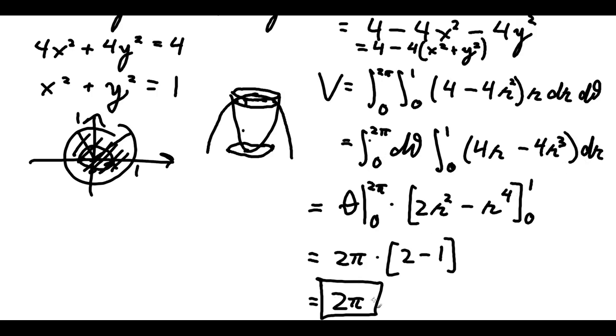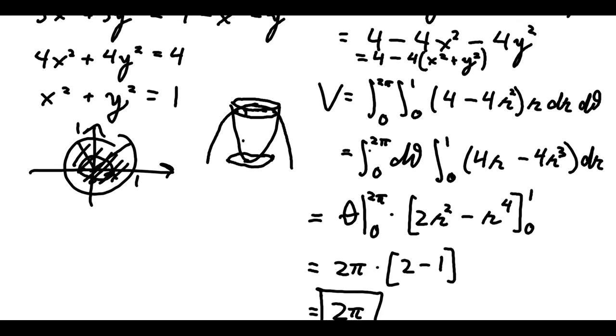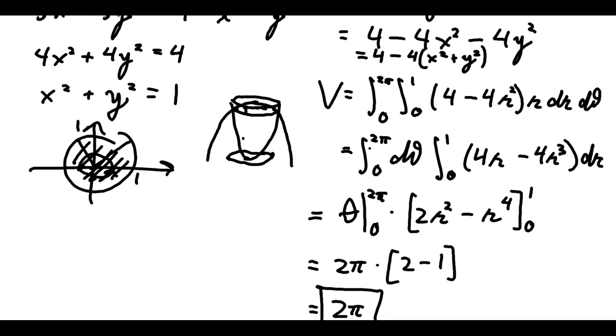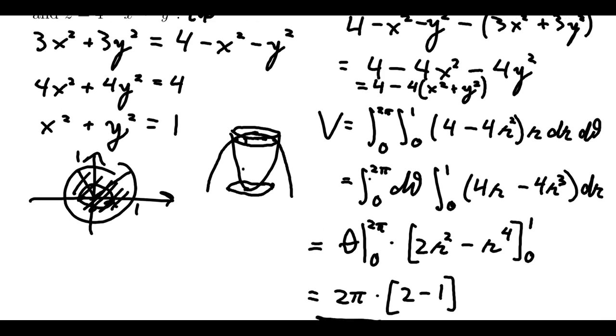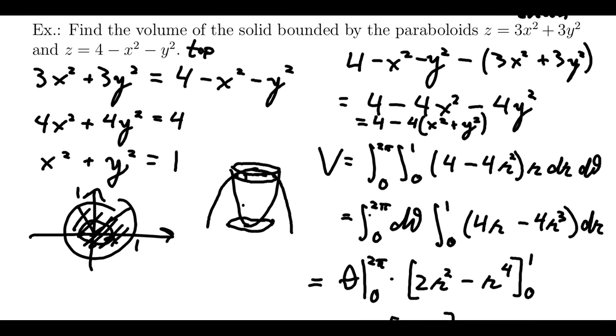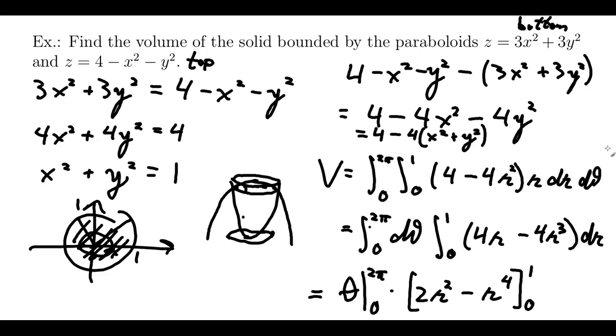And given that we have a pi as a result, I suspect that evaluating this in rectangular would probably involve a trigonometric substitution somewhere along the lines. Or at the very least ending up with something that is an inverse trig function. But probably a trig sub. So, this is much cleaner. But that's the basic idea.